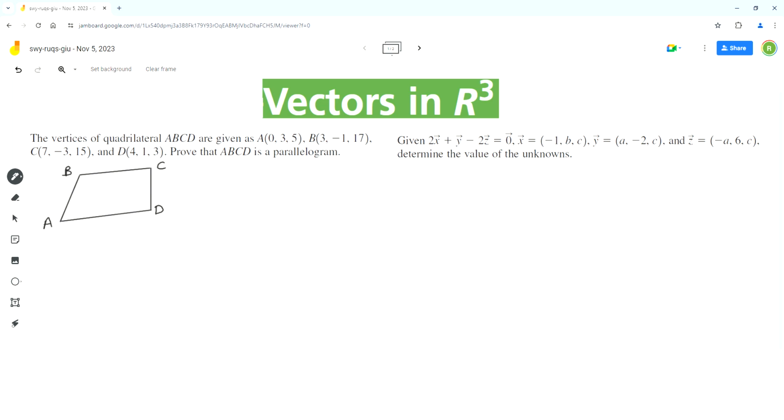to each other. So that means vector AB should be equal to vector DC and vector AD should be equal to vector BC. So if we prove that these two pairs of vectors are equal to each other, then that means that ABCD is a parallelogram. So let's start with the left pair. So vector AB is equal to vector DC. So we'll have to find vectors AB and DC based on the given information.